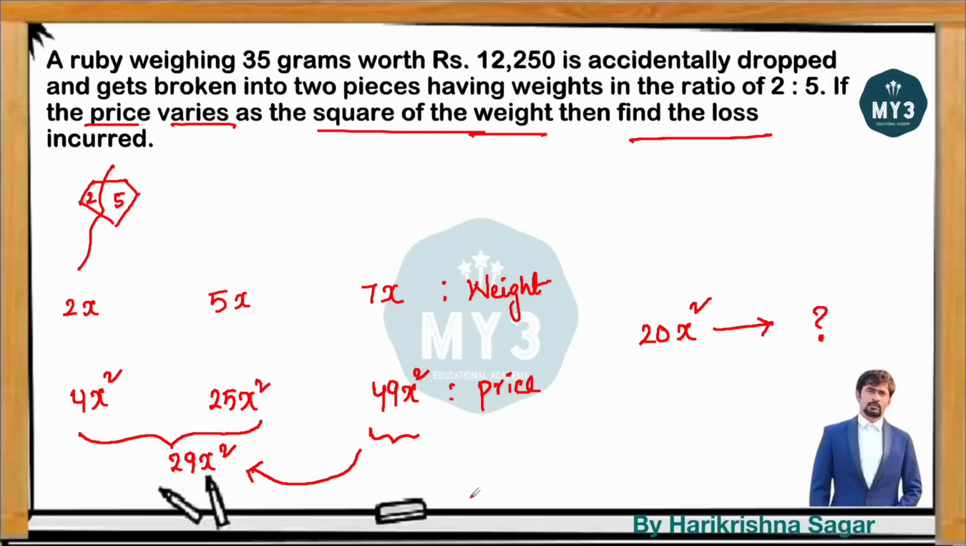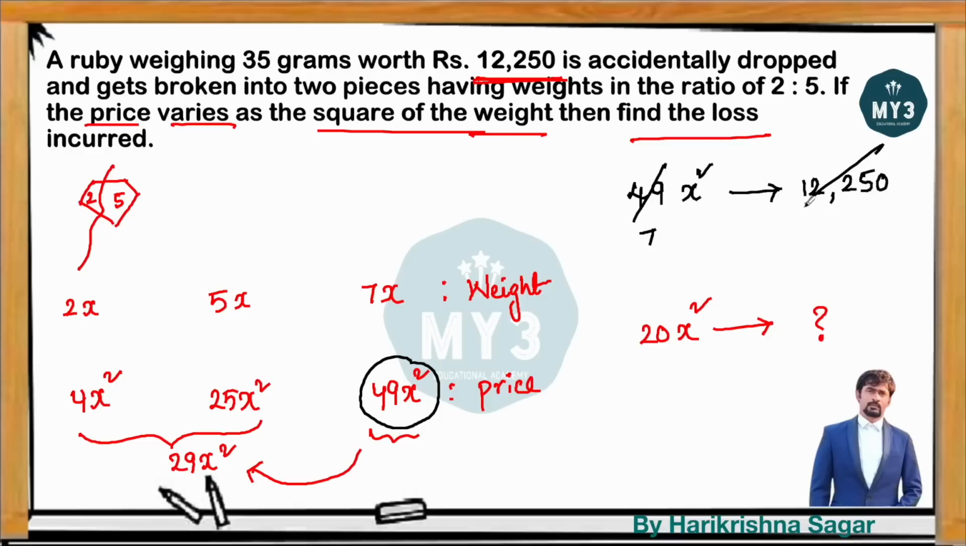And to figure out this value, we have another important keyword here. A ruby of weight 35 grams worth 12,250. So this value is exactly equal to the price in terms of variable as 49x square. That means it is very clear that 49x square value is equal to 12,250. Using this, I can find out the x square value. 7 sevens are 49, 7 ones are 7. We are left with 52. 7 sevens are 49, 7 fives are 35. Again, these numbers are going in 7 table. 7 ones are 7 and 7 twos are 14, 7 fives are 35. So I understand that x square value is 250.